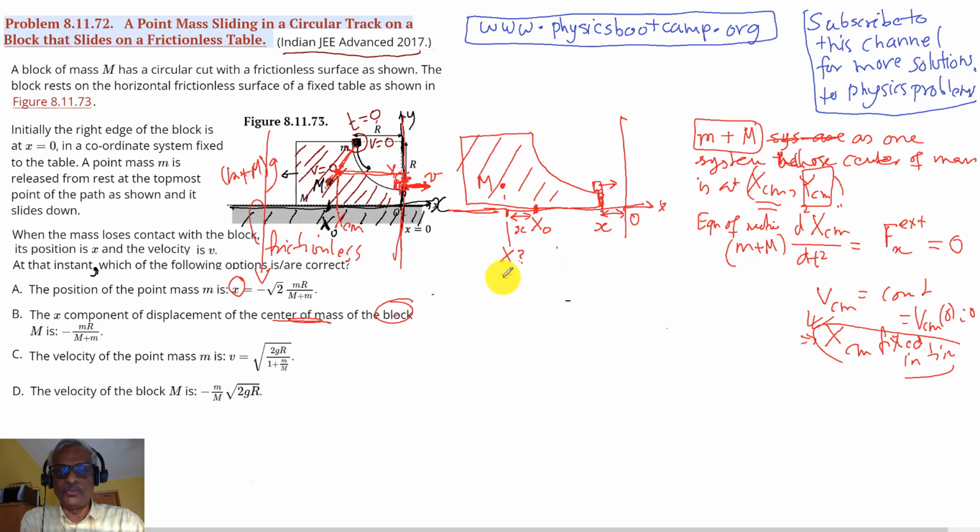So x is actually equal to x0 plus x. This is more. So if this is negative and this negative, it is going to add up to become a bigger negative. Okay, so that's the question, A and B. I'm going to decide on that based on what I find by this logic about XCM.